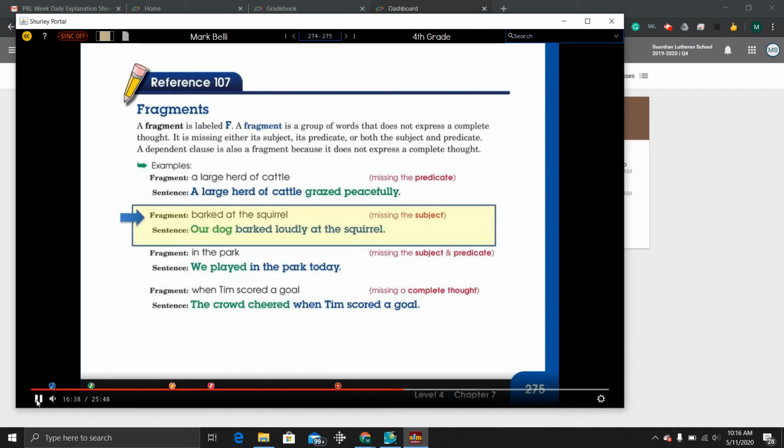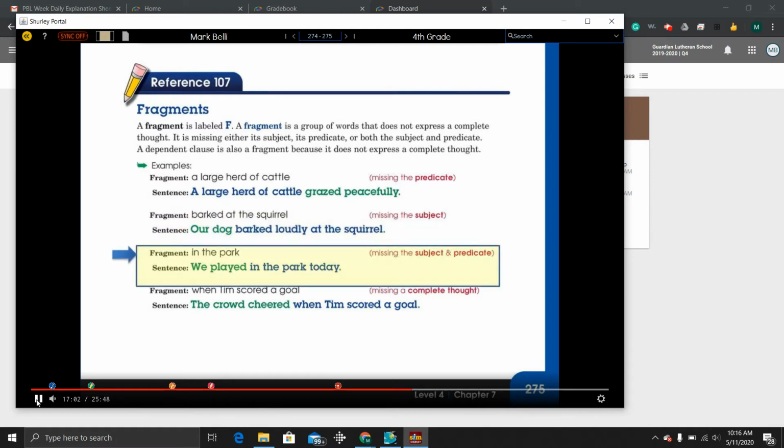Take a look at the fragment in the next example. Barked at the squirrel. Okay, again, you're missing the subject, which is a noun or a pronoun. It's pretty clear that we're missing the subject in this fragment. When you add the subject to the fragment, and it expresses a complete thought, you now have a complete sentence. Our dog barked loudly at the squirrel.